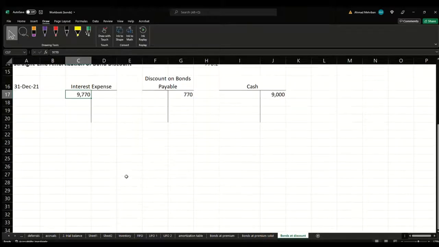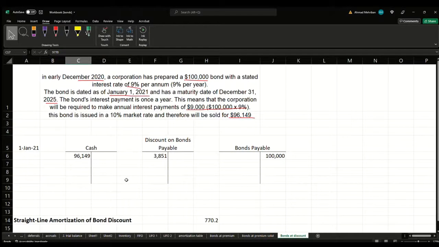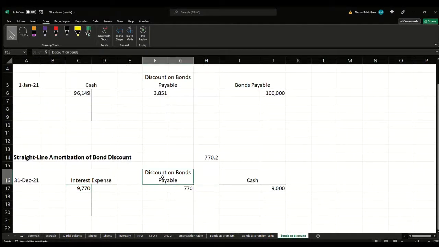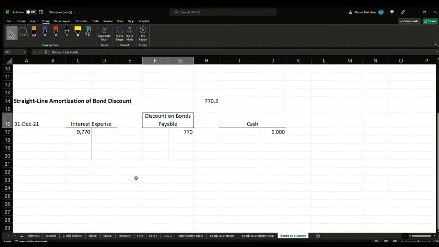So this is basically it. The logic is quite similar, except now we're dealing with the contra liability account, which is discount on bonds payable. That's how the entries are going to be done. Again, we're talking about straight line amortization of bond discount, and that's why we're going to have exactly the same amortized amount every single year.